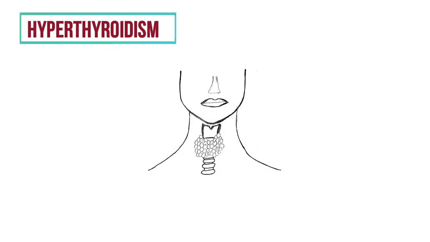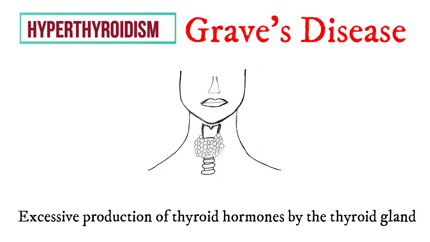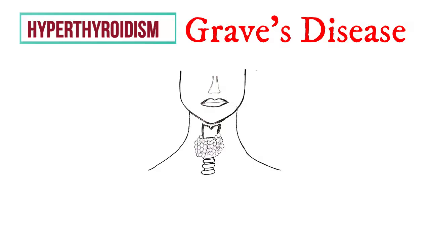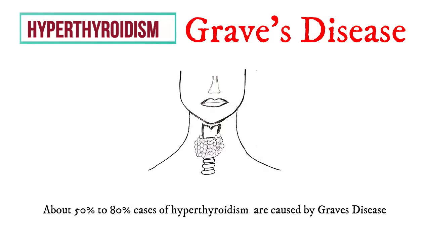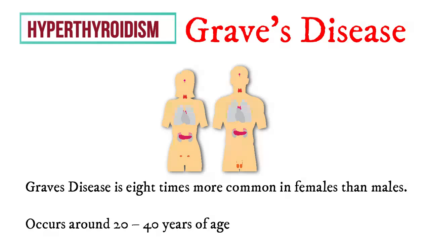Hyperthyroidism is a condition in which excessive production of thyroid hormones occurs by the thyroid gland. Graves' disease is the most common cause of hyperthyroidism. About 50 to 80% of cases of hyperthyroidism are caused by Graves' disease. This disease is 8 times more common in females than males and often occurs around 20 to 40 years of age.